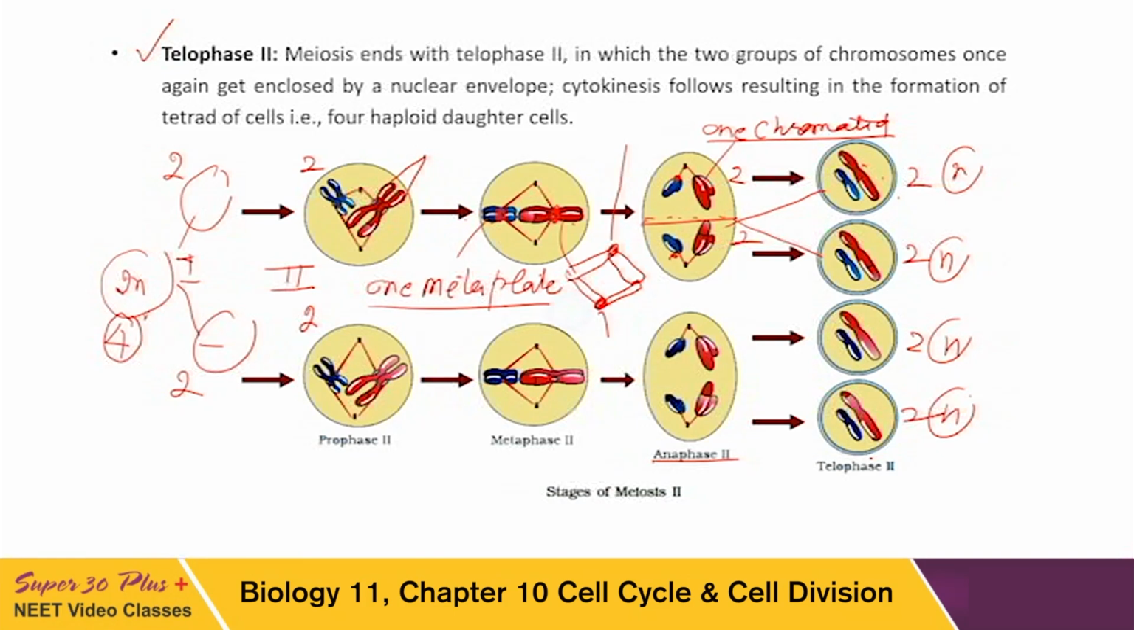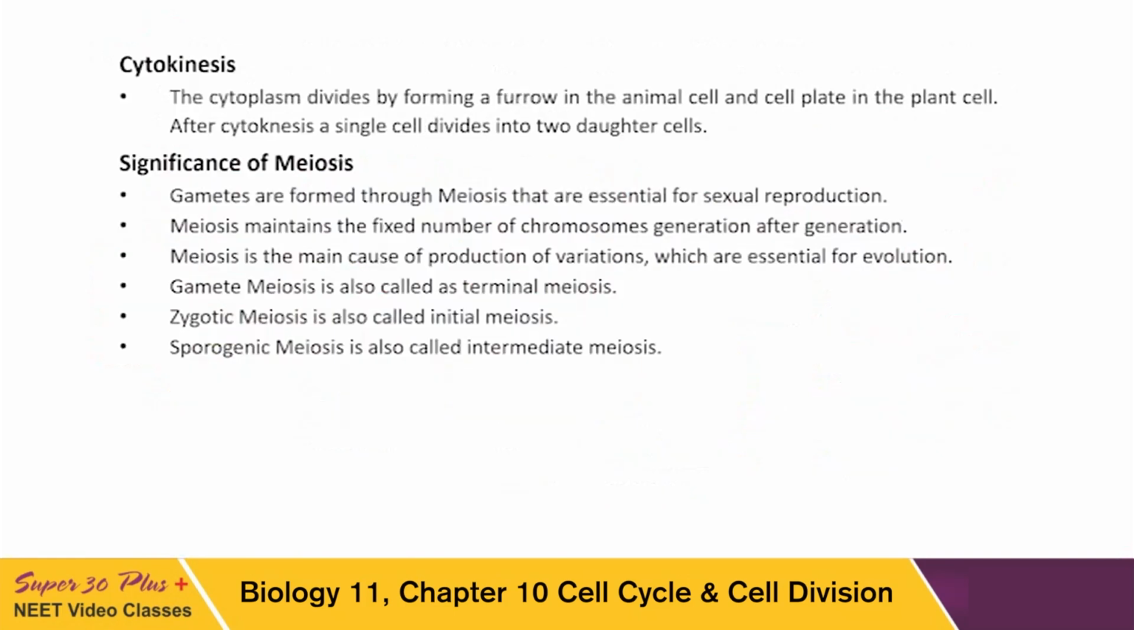Okay. Now we switch on to cytokinesis. As I told you, there the cytoplasm divides, forming a furrow in animal cells and a cell plate in plant cells, and after cytokinesis a single cell is divided into 2 daughter cells, that is, the parental cell has divided into 4 daughter cells. Significance of meiosis, see now.